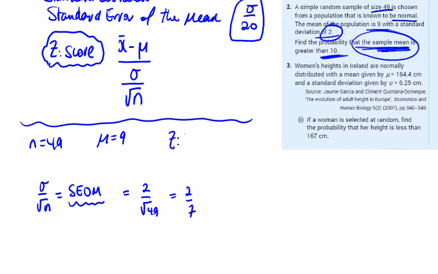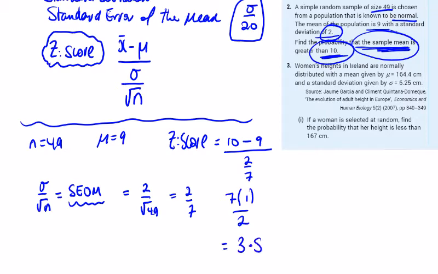So our z-score becomes, we're testing 10 against an average of 9, and we're dividing by 2 over 7. Just do it like this. So we're going to end up with 7 on top times 1 over 2, which you can see is 3.5. So it's going to be way off. Let me just do a quick sketch. I did say I'd sketch all these.